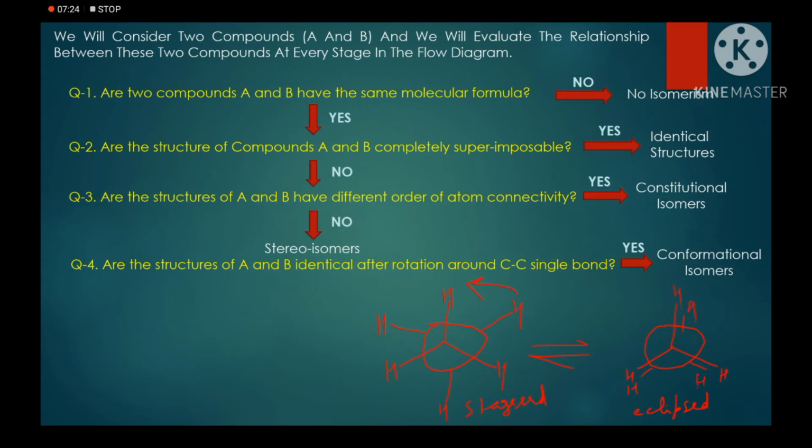So we can convert this structure A into B just by doing rotation around the carbon-carbon bond. These types of stereoisomers are called conformational isomers. So what is the definition of conformational isomers? Those stereoisomers which can be interconverted through rotation around the carbon-carbon bond are called conformational isomers.